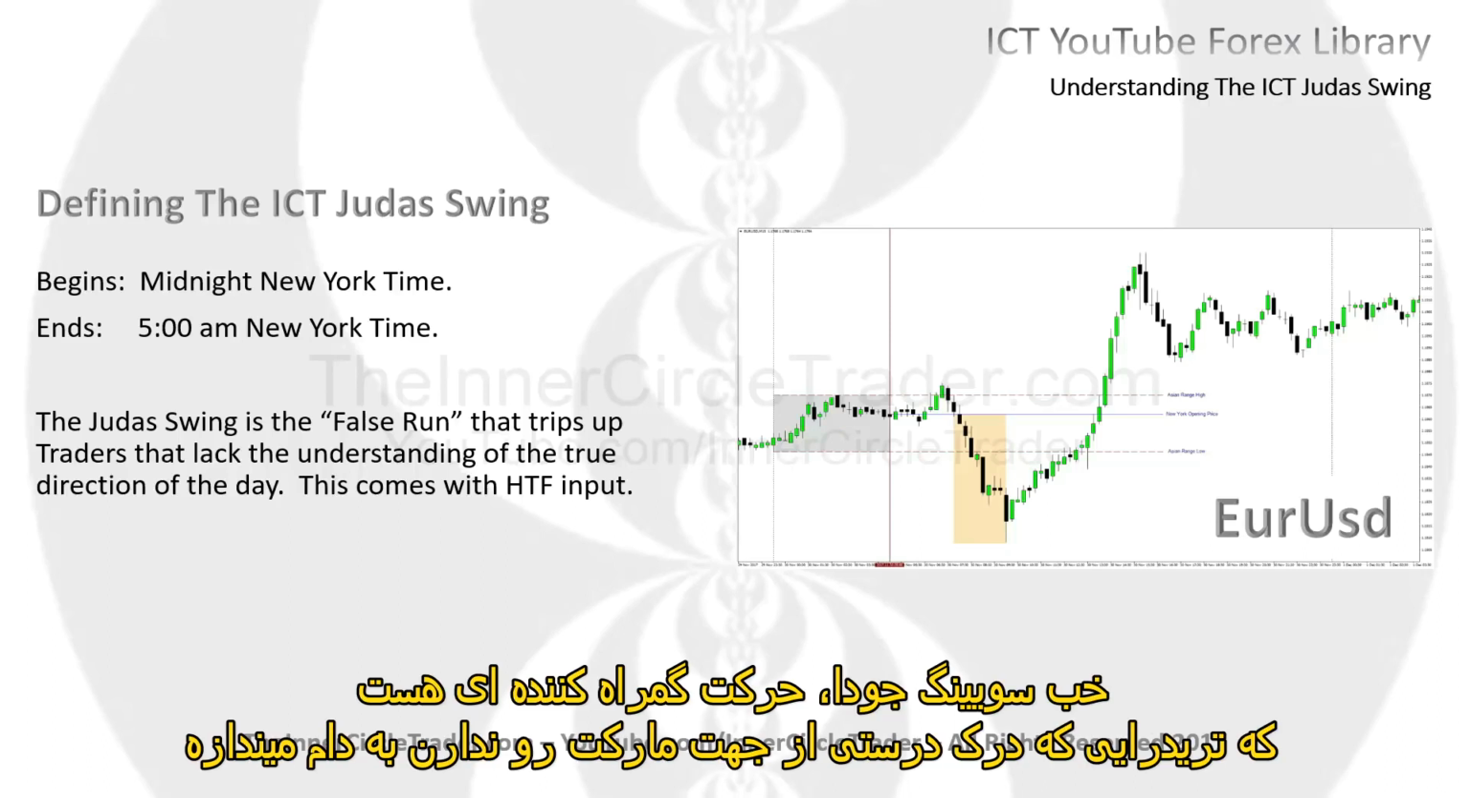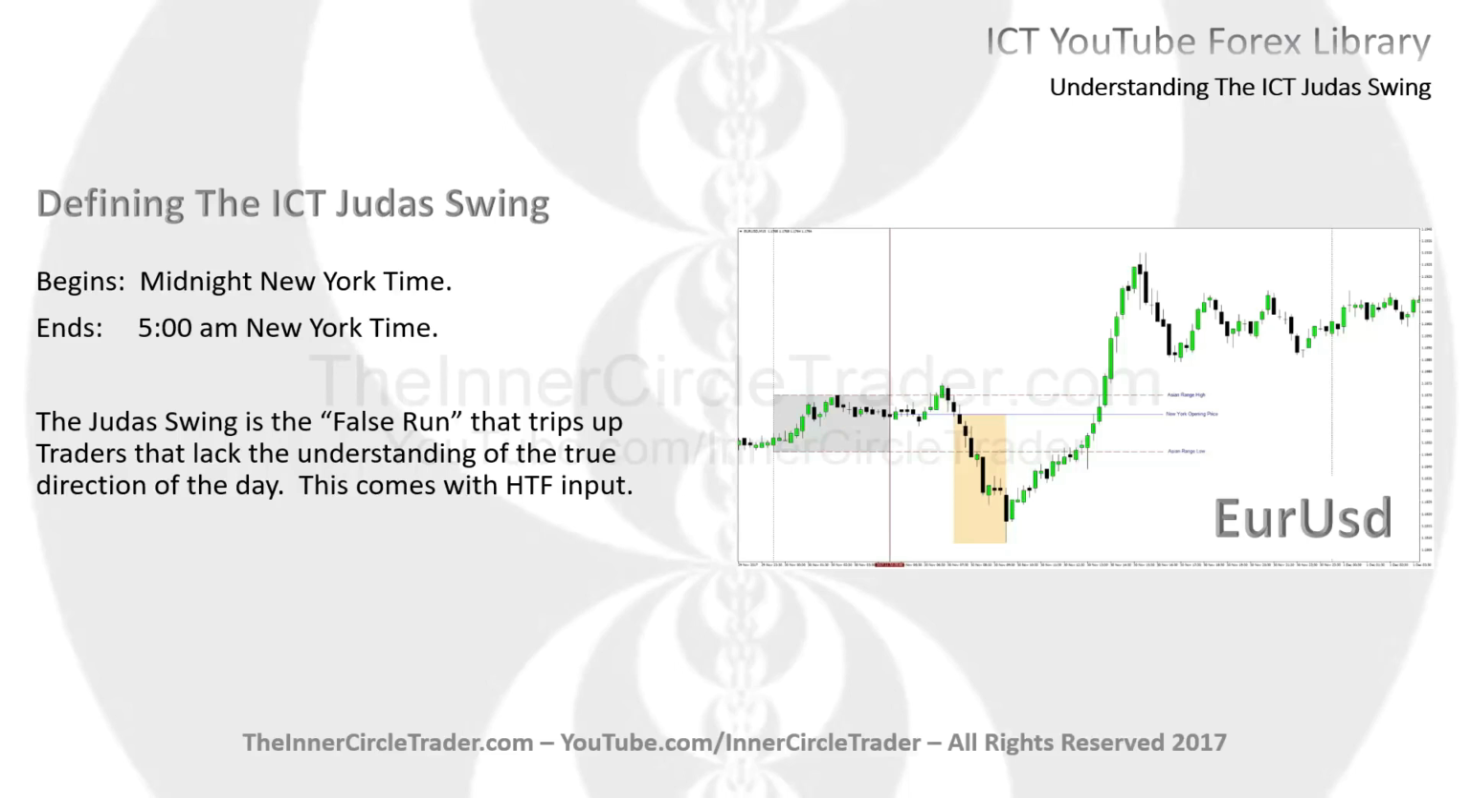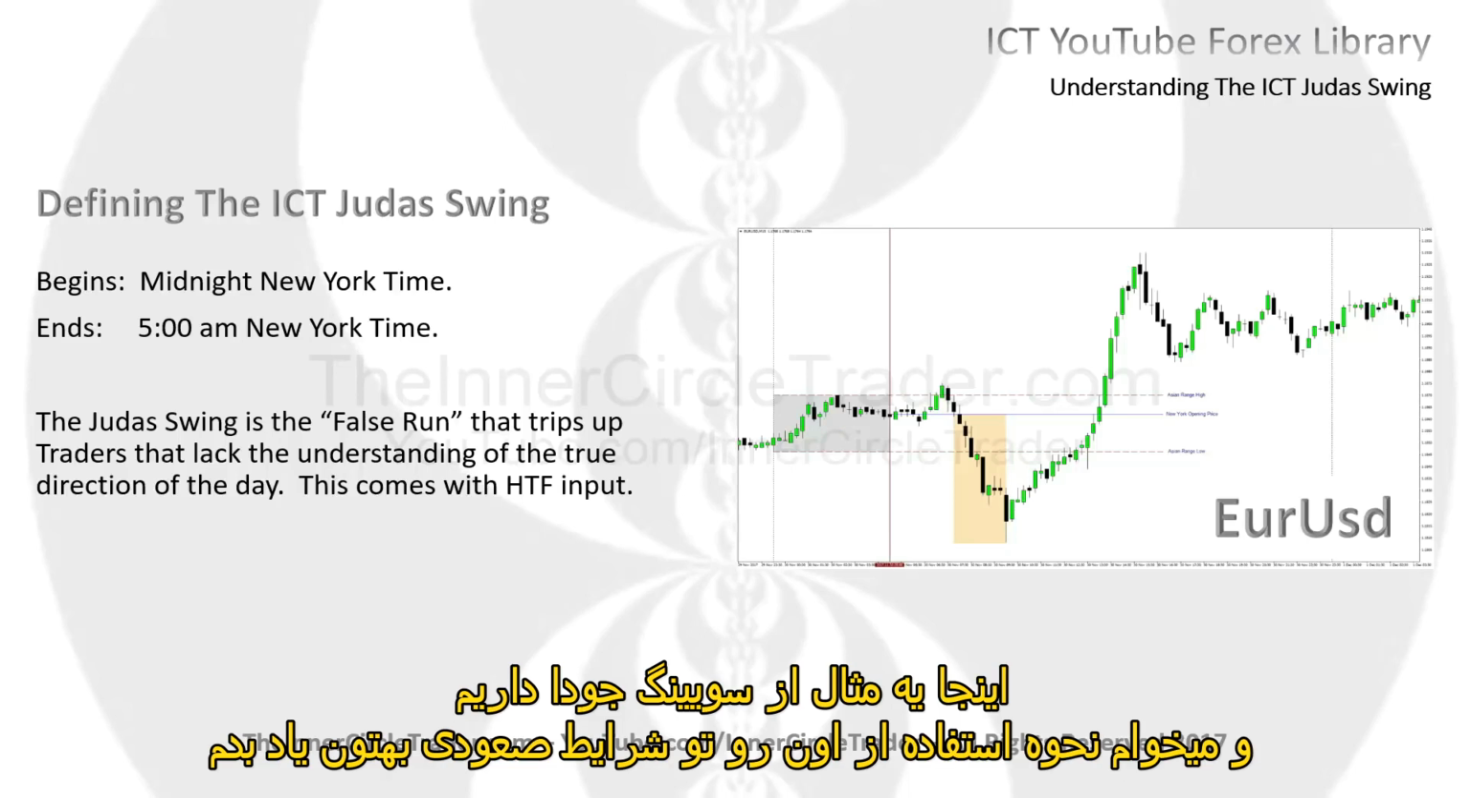Now, the Judas swing is a false run that trips up traders that lack the understanding of the true direction of the day. This is going to come by way of higher time frame analysis and implementing that in the intraday price action. Here we have an example of a Judas swing, and I'm now going to teach you the implementation of it in a bullish condition.